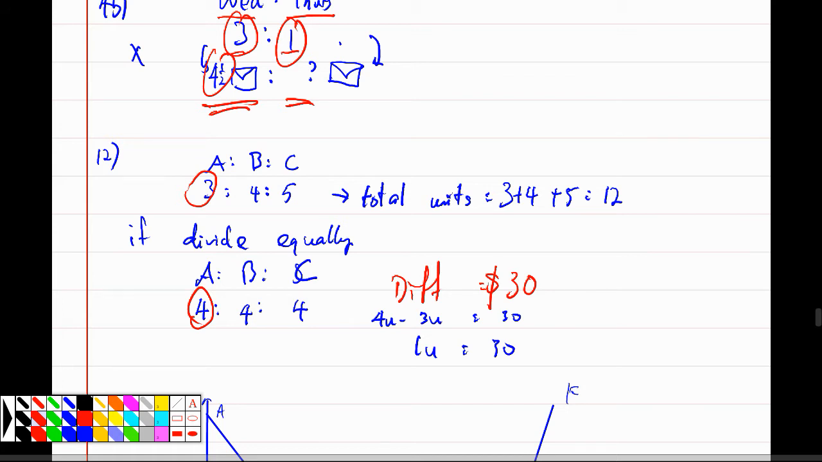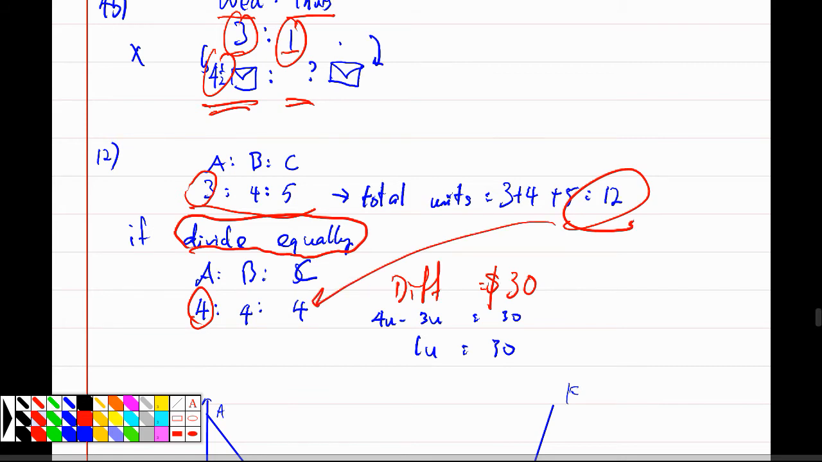So the idea here is divide equally. So everyone must have same unit. I add everything up, it's 12 unit, which means if I divide by 3 people, I will have 4 unit each. And look at the 3 and 4, which means 1 unit is $30. Sort it out.